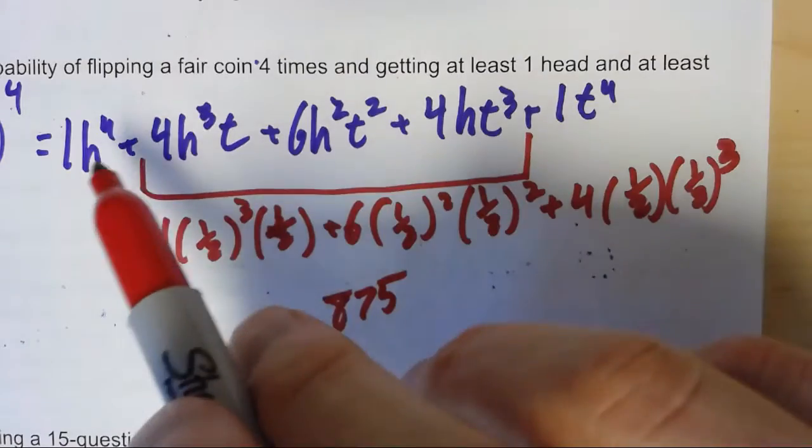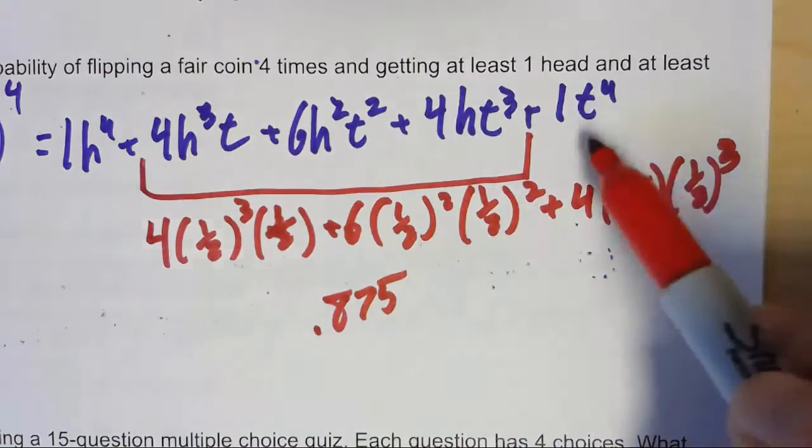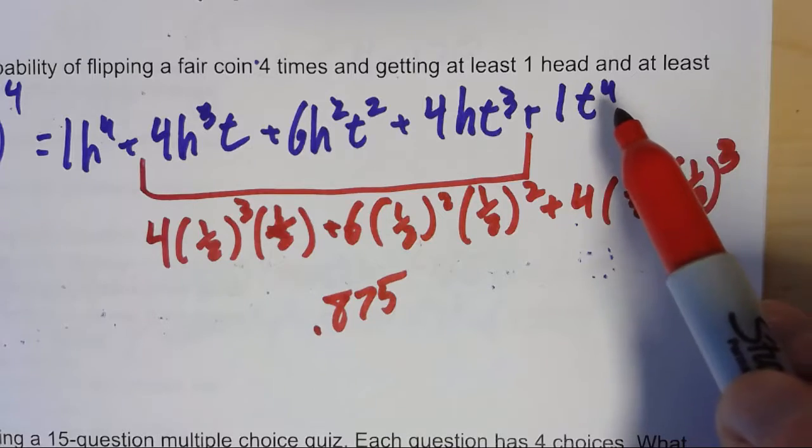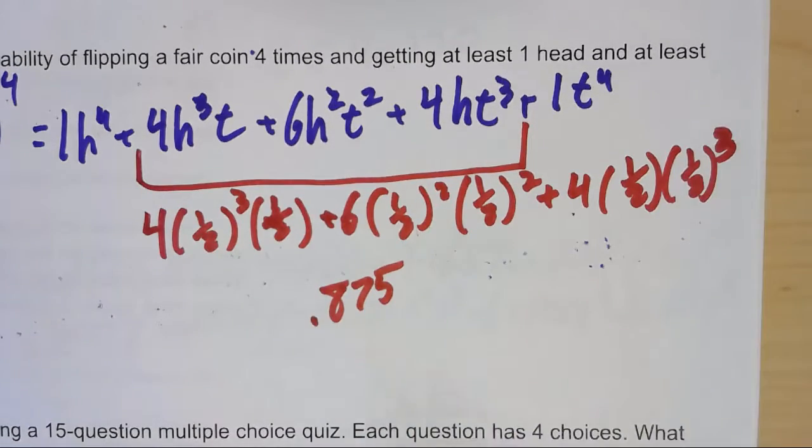We don't include this because it has a head, but it doesn't have a tail. Vice versa with this. It has a tail, but it doesn't have a head. But each of these 3 has both a head and a tail. So those are the terms that we count.